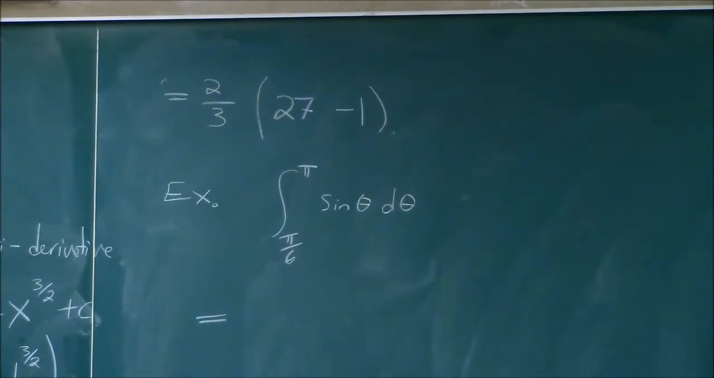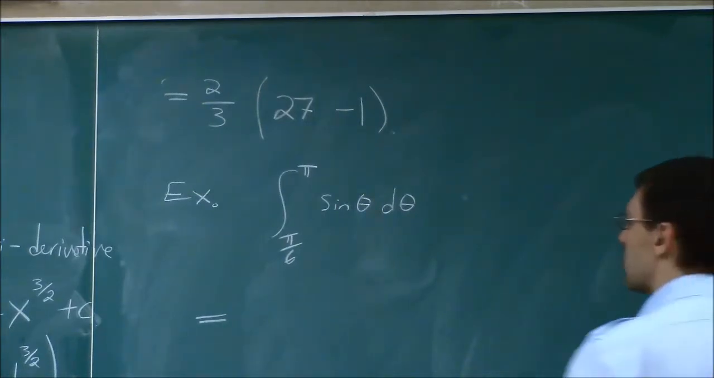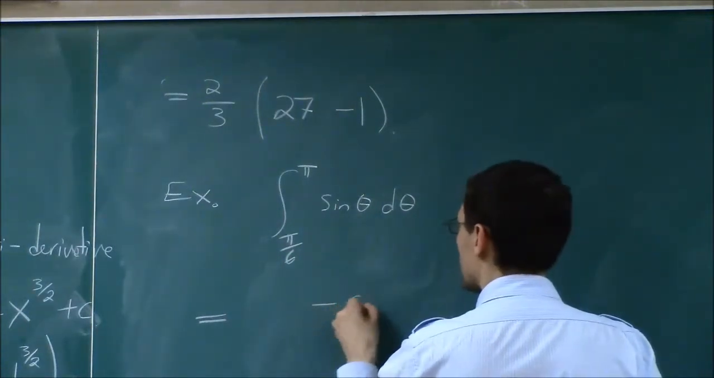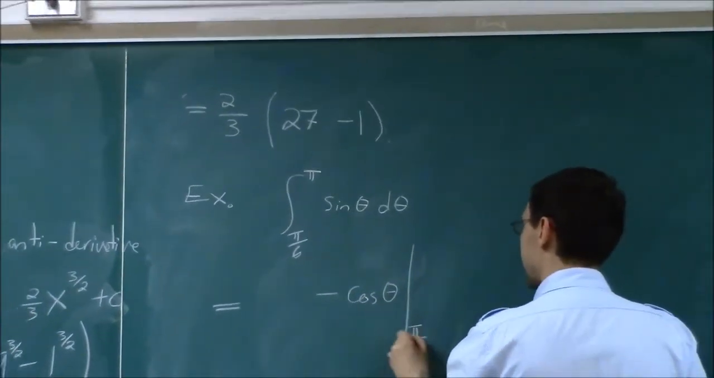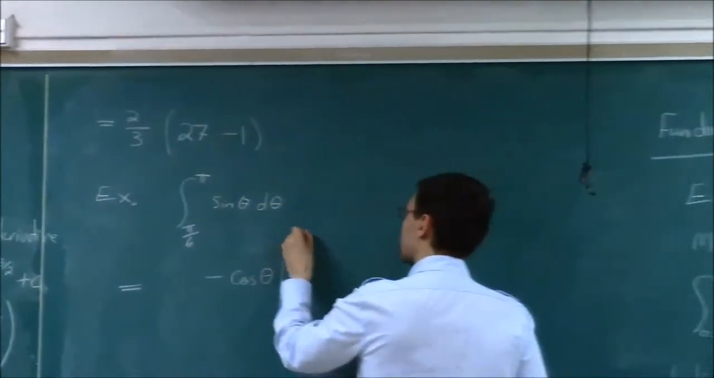So what do we do? What's the antiderivative of sine? So what you do is very simply minus cosine of theta, from pi over 6 to pi.